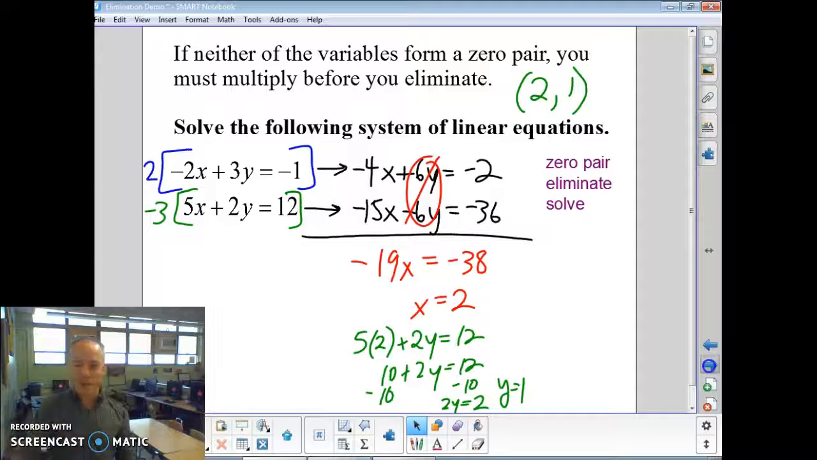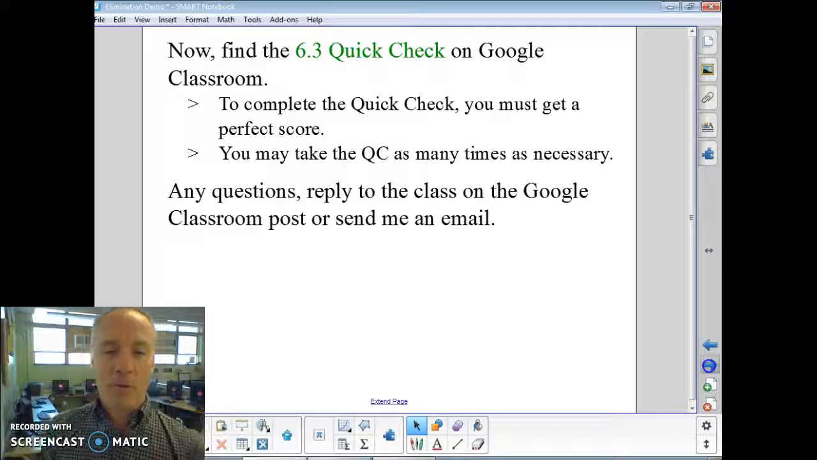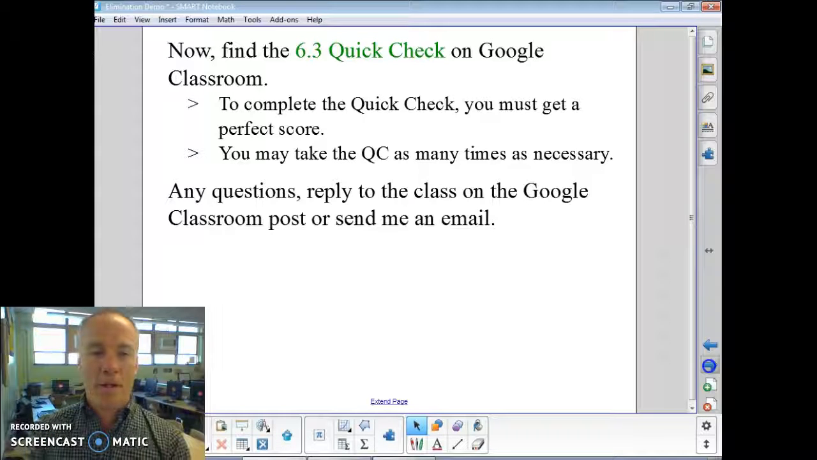You can check that on your own time. Now go to find the 6.3 quick check. Solve or answer all the questions. You got to get a perfect score, so keep trying until you get a perfect score.